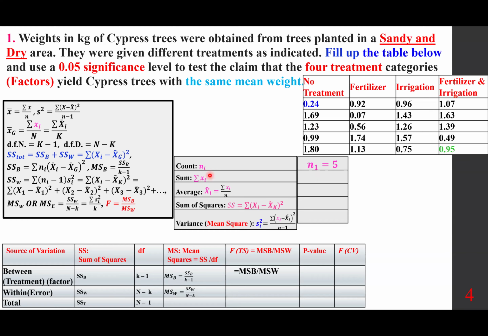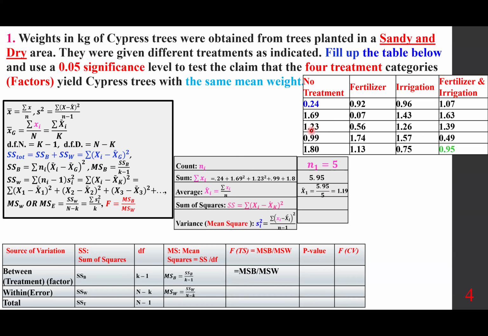Summation of x sub i, we're going to add them up. So the first group would be 0.24 plus 1.69 all the way to 1.8, and that summation of x sub i happens to become 5.95 for the first group. The average, x sub i bar, is the summation of x sub i over n. So how do you take the average? The total, 5.95, we've already calculated, divided by the size, which is 5. So 5.95 divided by 5 is 1.19. So we got the sum, we got the count, and this is the average of the first group.